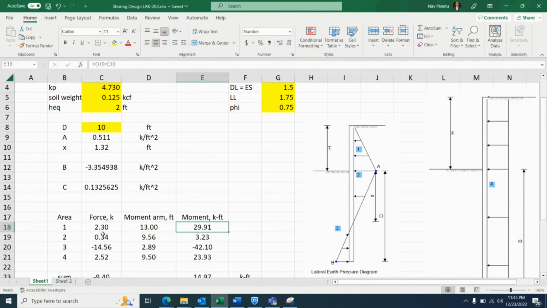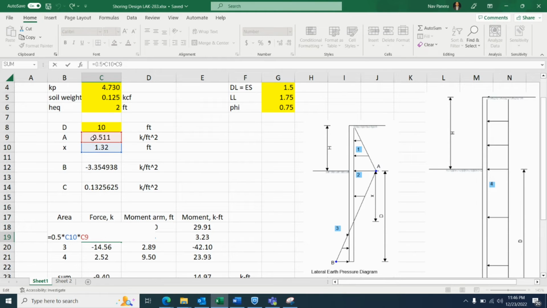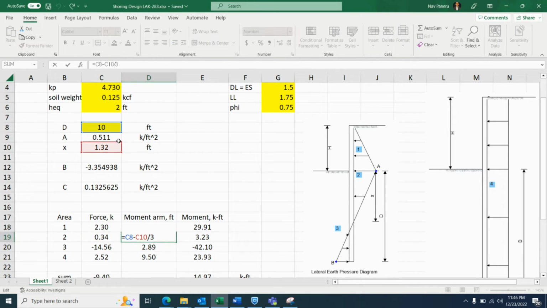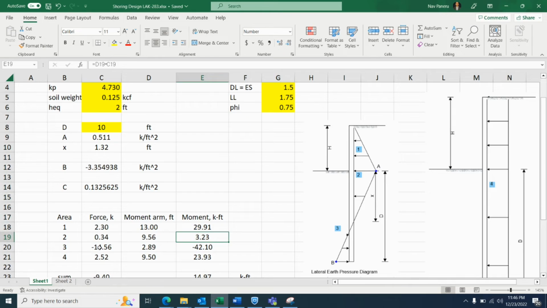And let's look at area 2. For area 2, we'll use the same height of the triangle A, but the base will be X, which is 1.32. When you calculate the area, it will be 0.5 times A times X. The moment arm will be D minus X divided by 3, and the moment will be force times moment arm.